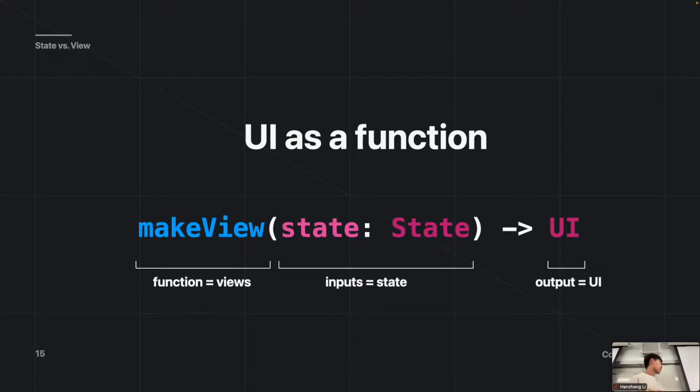So like I said, you can think of the UI as a function of inputs and outputs. So the function, you can think of it as a function called makeView. And this is like the views, right? This is what you actually write in your var body in a SwiftUI file. And then the inputs are the state, and the output is the actual UI that you see.